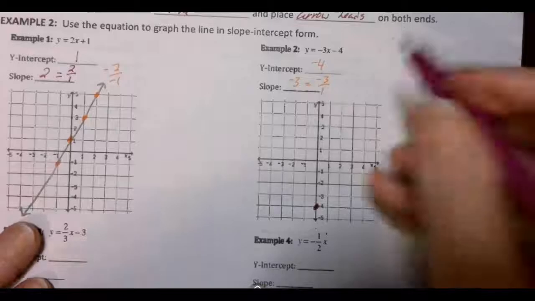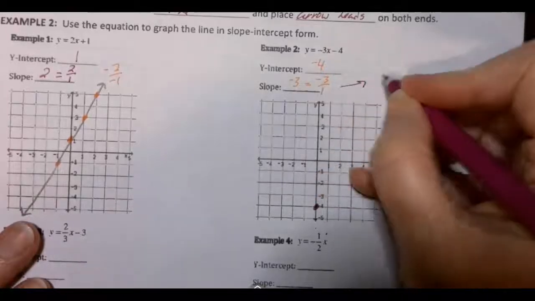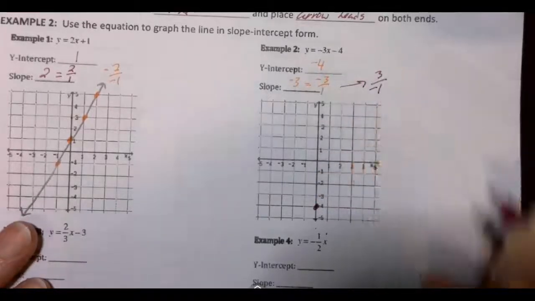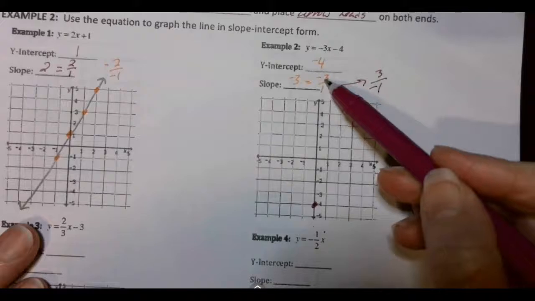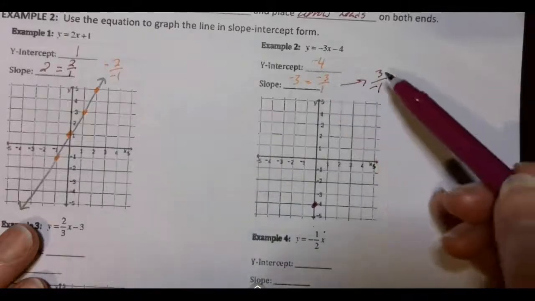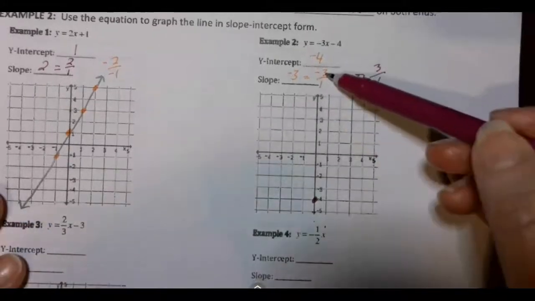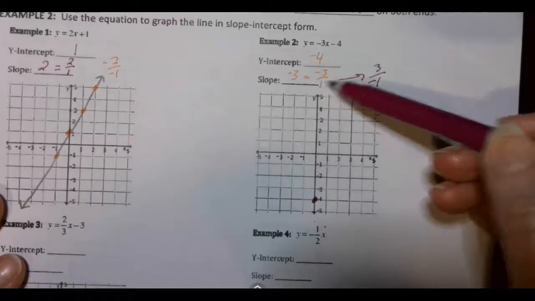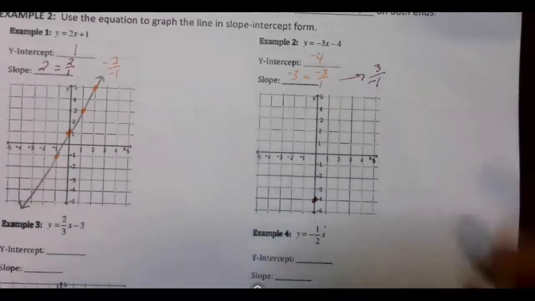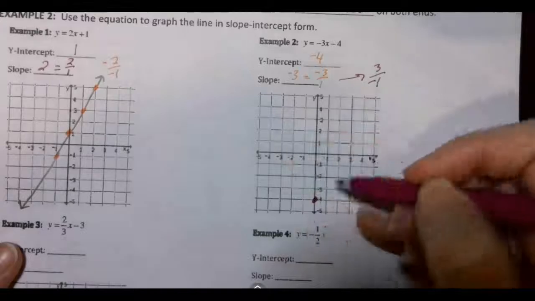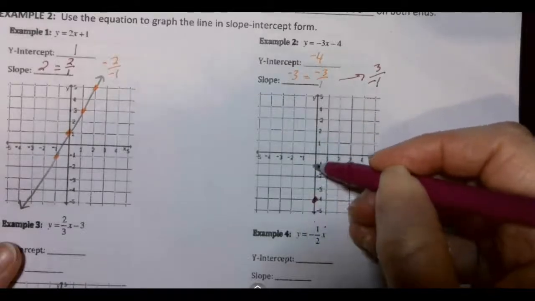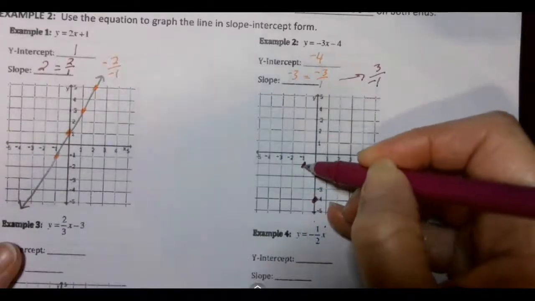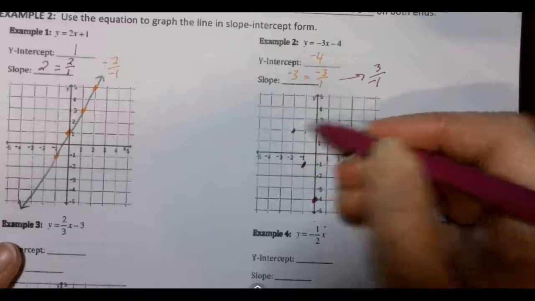So what I'm going to do instead is think of it as 3 over negative 1. Okay? So see how I just switched where that negative sign was. I didn't switch the numbers. I just switched their directions. This one went down, now it's going to go up. This one went to the right, now it's going to go to the left. So I just switched the direction, not the numbers. So I'm going to go up 3 to the left 1. Up 3 to the left 1.